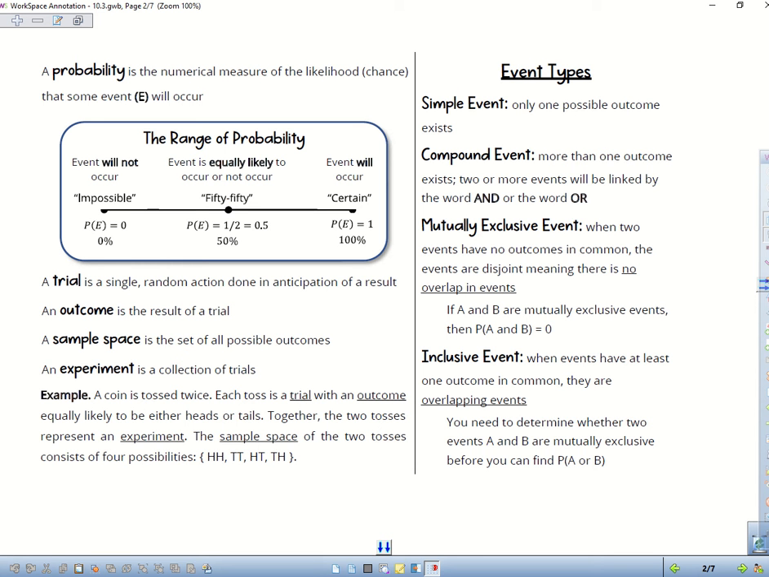That's why they say if you flip a coin 10 times, it's most likely to get 5 heads, 5 tails, because there's the most amount of ways it can come out. Exactly. So a simple event is when only one possible outcome exists, and a compound event is when more than one outcome exists. So, and, or.